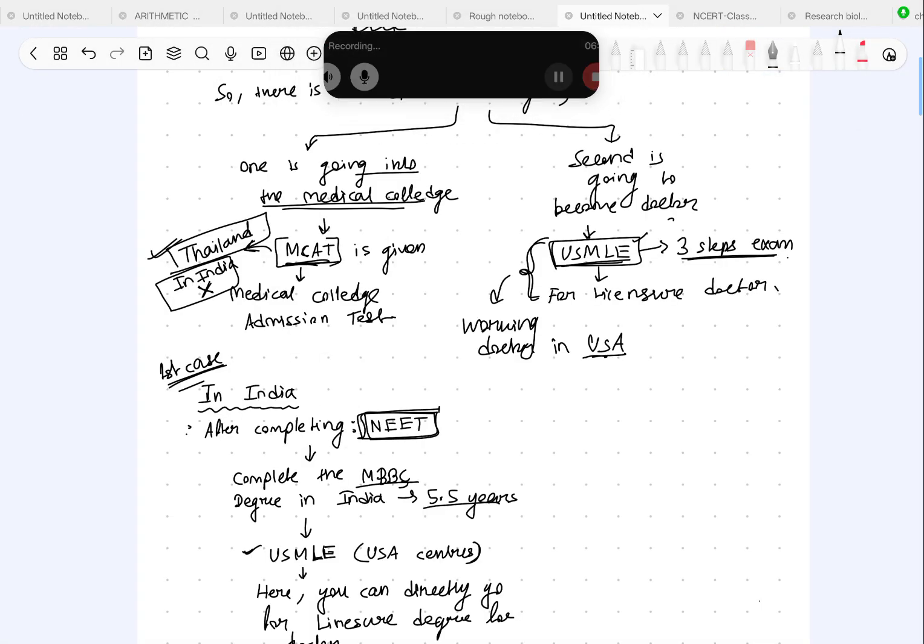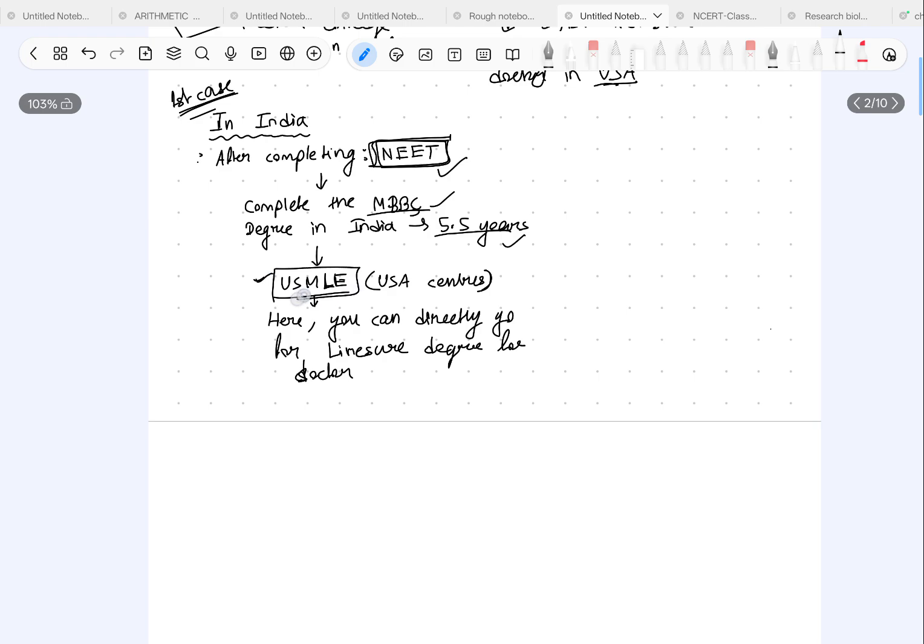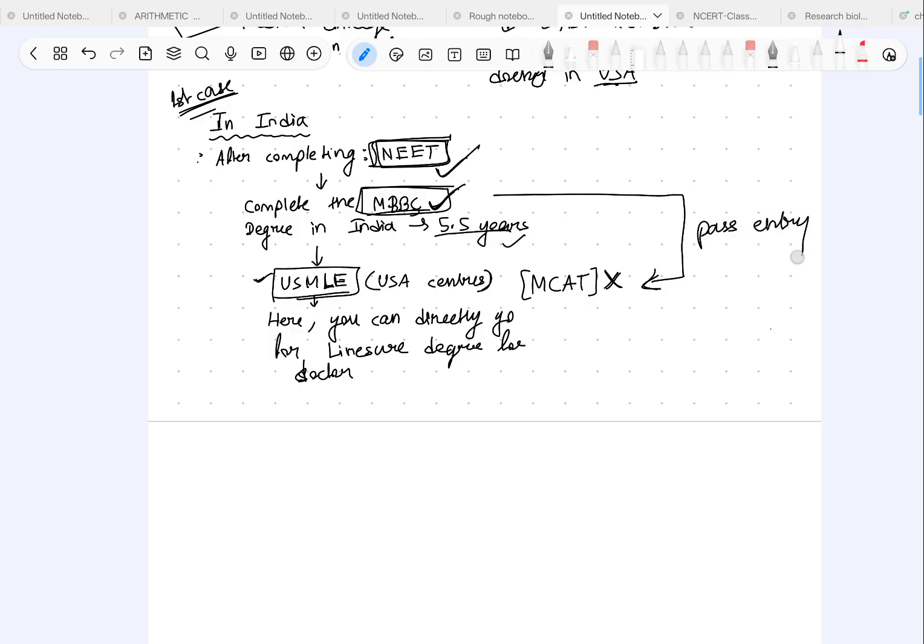So that is the thing. After completing the NEET you will go through the MBBS for 5.5 years, then you can go directly to the USMLE without giving the MCAT, because you have already cleared the NEET exam in your nation, that is India, and the MBBS degree. This MBBS degree will directly give you the pathway, the direct pass entry. You can think of it like that: pass entry to direct USMLE, no need of MCAT.